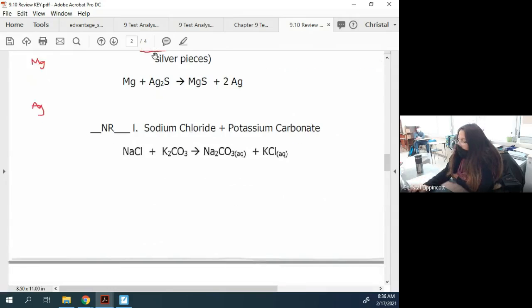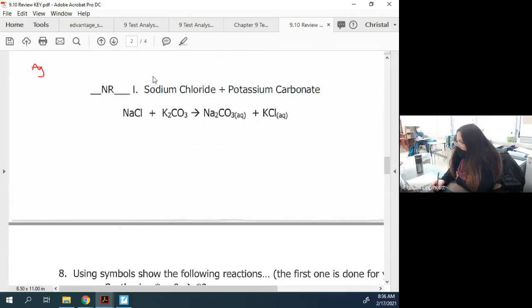The next one is a double replacement reaction. I have my potassium here and my sodium here. This is a +1, -1. This is a +1, -2. So here, remember when we do these, I told you guys to write in your cations in the same spot and then swap partners. So the chlorine is going to go over here with the potassium, and the carbonate is going to go with the sodium.